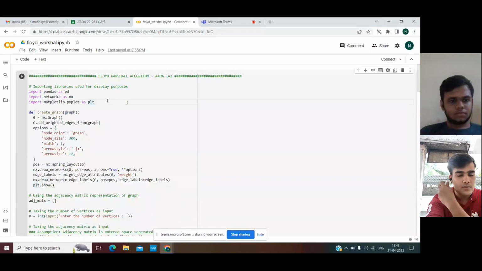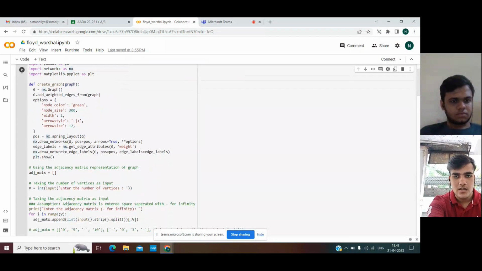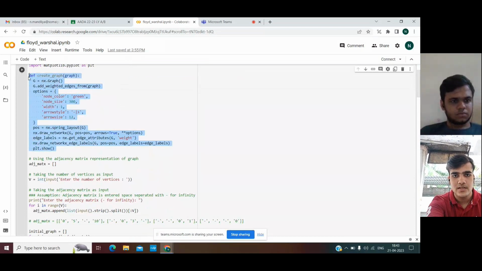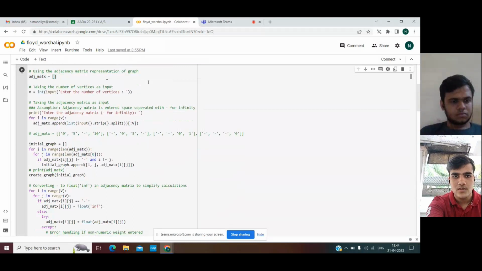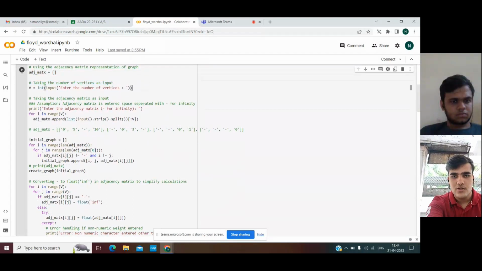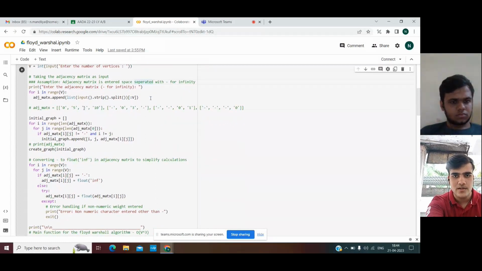So now we move to the implementation of the Floyd-Warshall algorithm. We have imported libraries like Pandas, NetworkX, and Matplotlib for displaying the results. This is the create graph function which will be used to display the graph from the adjacency matrix. We have used the adjacency matrix approach for solving the Floyd-Warshall algorithm. We take the number of vertices as input and also the adjacency matrix. We take dash as infinity wherever the distances are not present.